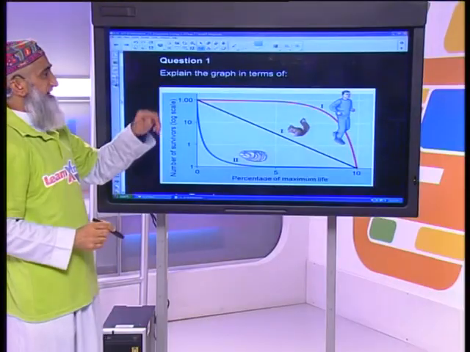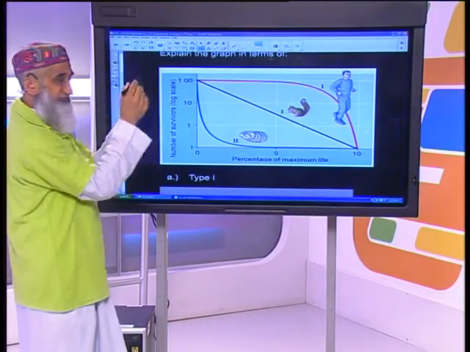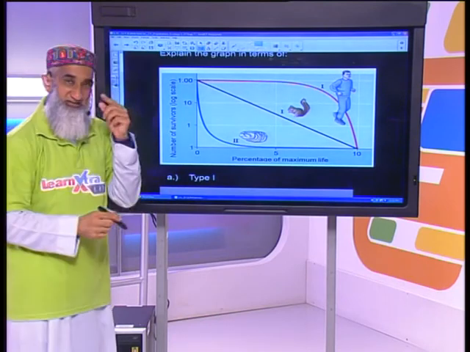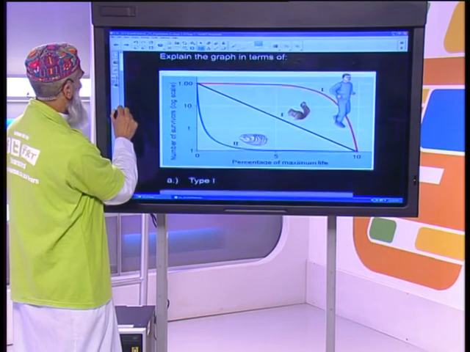Today we have a special revision lesson on population ecology. They say explain the graphs in terms of one. Now I've given you what happens just physically there. Now you need to explain. Explain means you need to give details why that is so. So let's look at graph type 1.